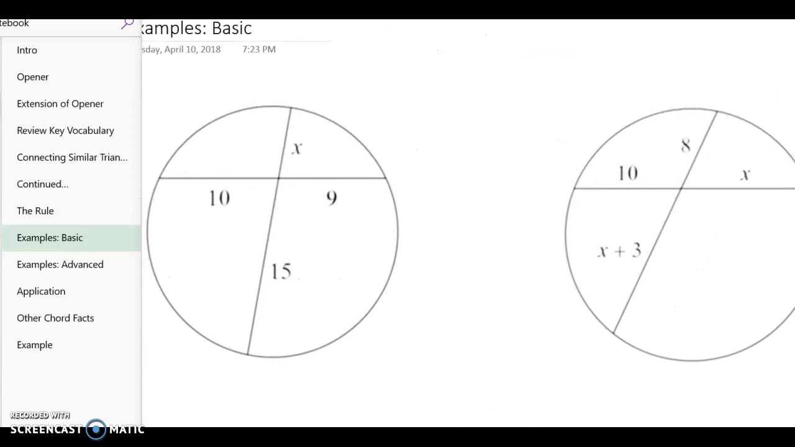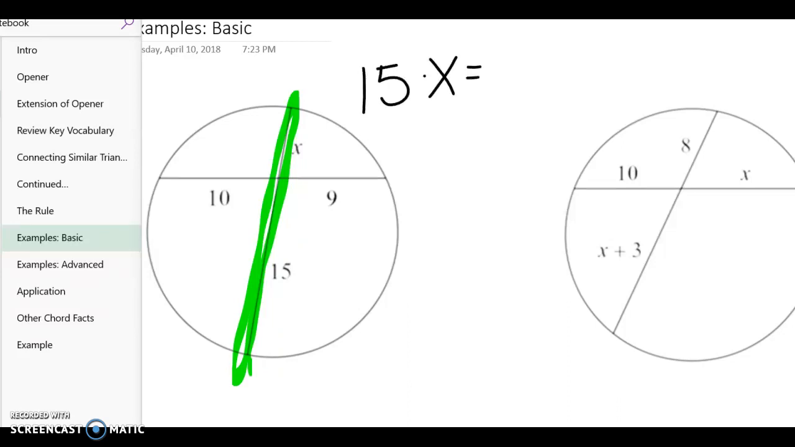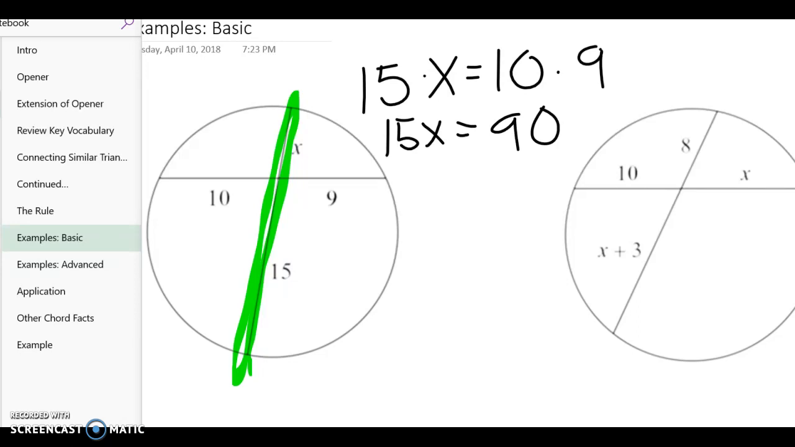Not a big deal. Remember, we're always looking along a chord. So a piece times a piece. That means that 15 times x has to equal a piece times a piece, 10 times 9. So 15 times x, everyone knows, is 15x. And 9 times 10 is 90. So when I divide both sides by 15, I get that x is equal to 6. And that's it, guys. That's all we're going to do here.